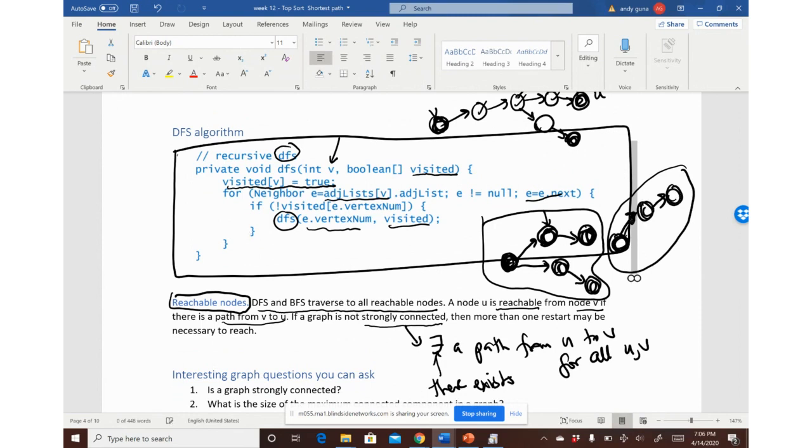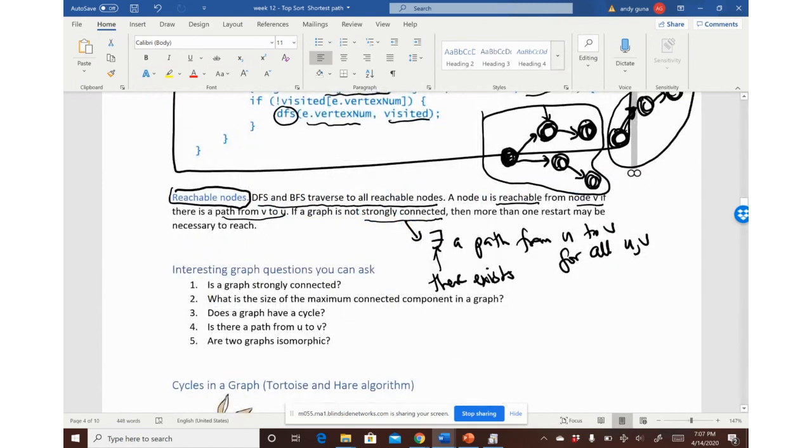In other words, when you do DFS, you will have to make sure that all the nodes are touched through your traversal. You might not be able to do that in one iteration because you may have a small connected component that you have to go to, because if it's not connected, you have to find another starting point.